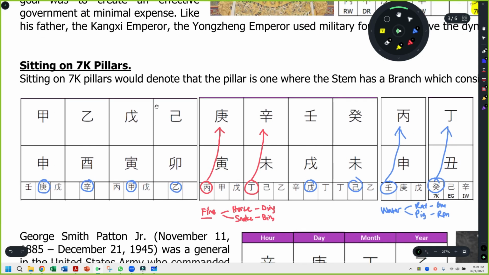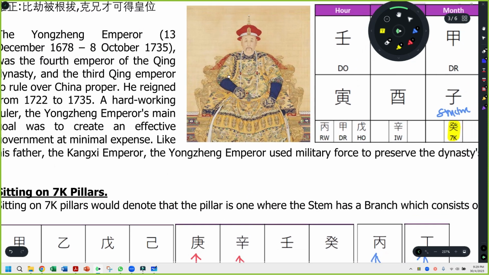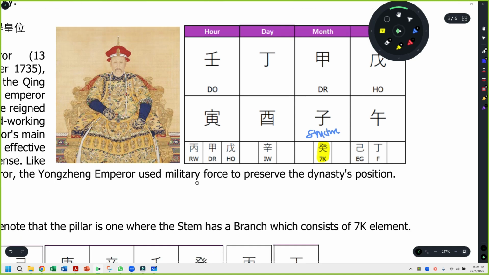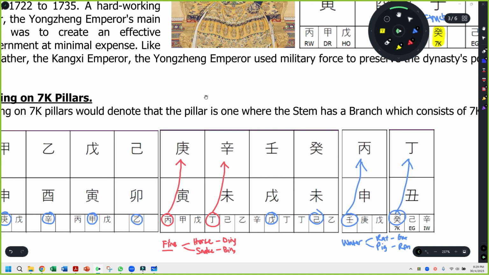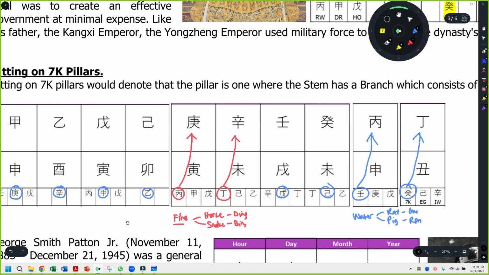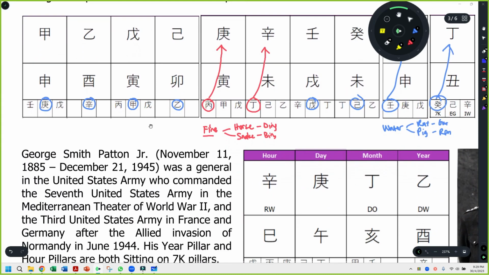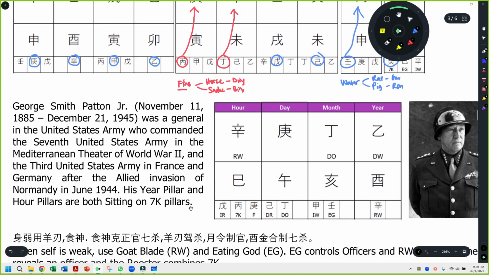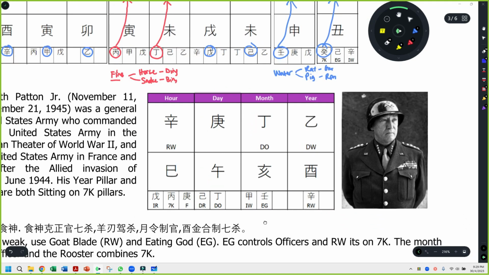Right, so as you recognize all these pillars, not just do we look for the 7 killing, we can also find whether the pillar itself is a sitting on 7 killing pillar. Therefore, that is also another pillar that's full of strong energy. So we take a look into another famous war general of contemporary general pattern during World War II. This is a Geng Day Master born in the month of the pig. What is the season for the pig? Winter.